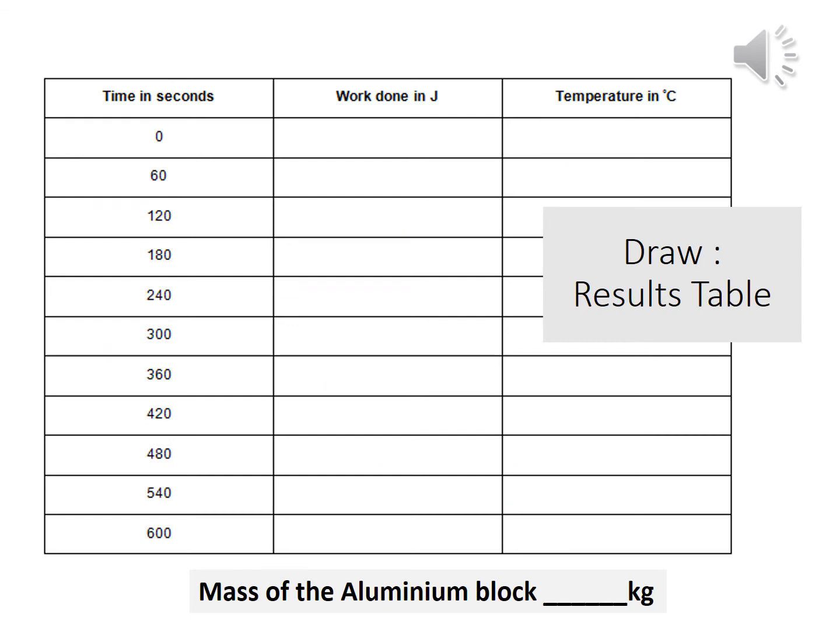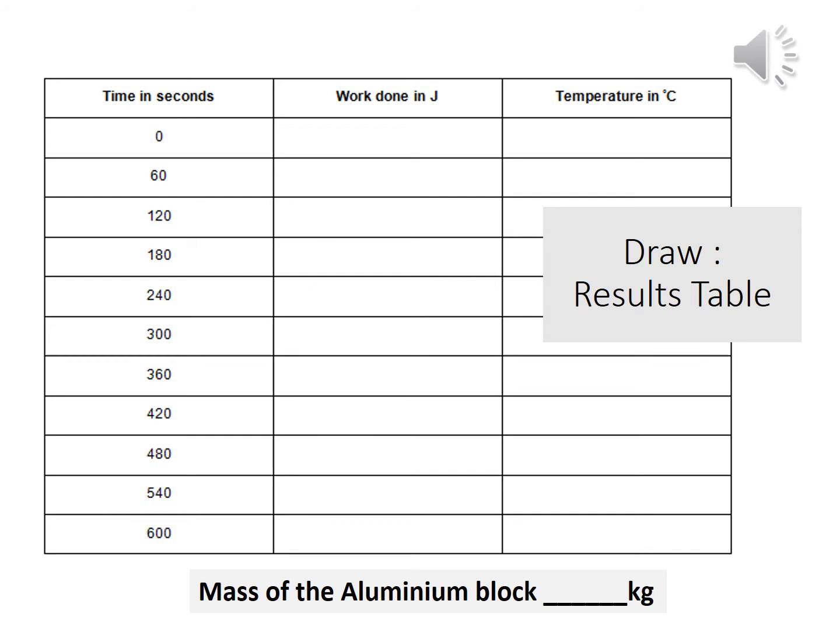So we need to record the results. This is the table that we need to use. So we have time in seconds in the first column. We have work done in joules. That's our energy required. And then we have our temperature that we're going to measure using our thermometer. So now I would like you to draw this table in your book.